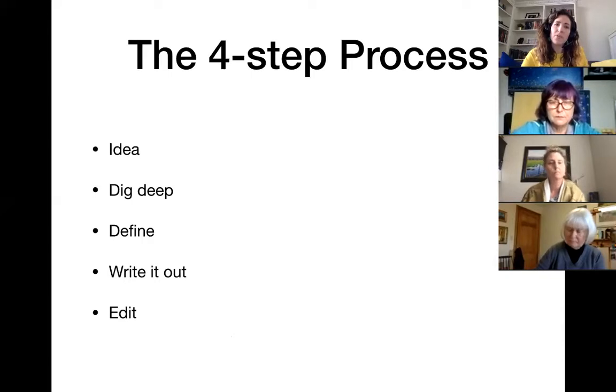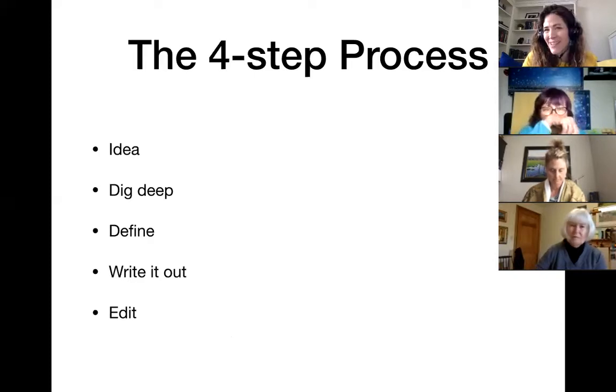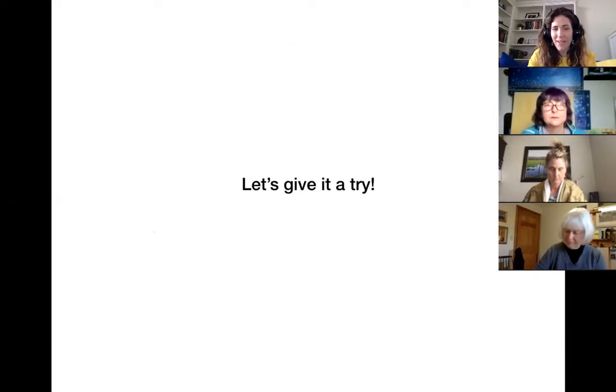So first, the 4-step process is, first you have to have an idea. Next, you need to dig deep. Third, you need to define. Fourth, write it out. And fifth, edit. Really, it says a 4-step process. There's 5 things on there. But the idea comes before the process. So we'll start there. All right.